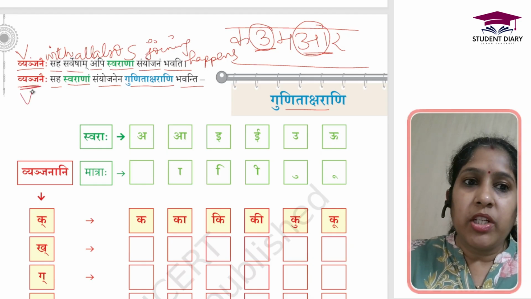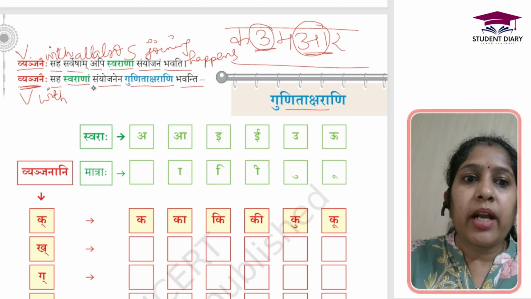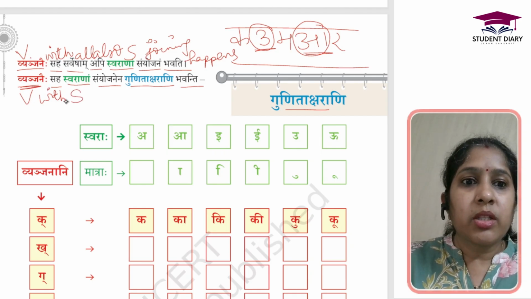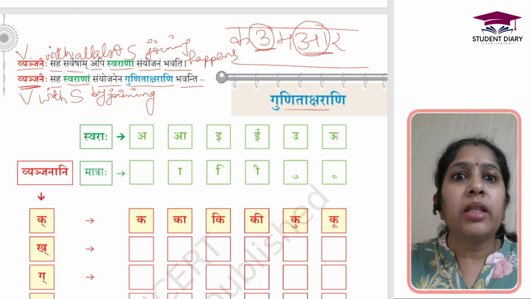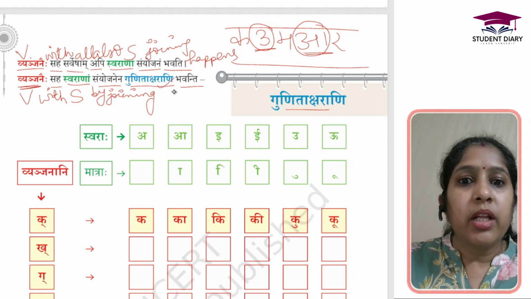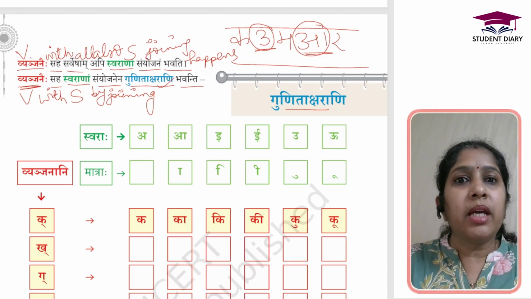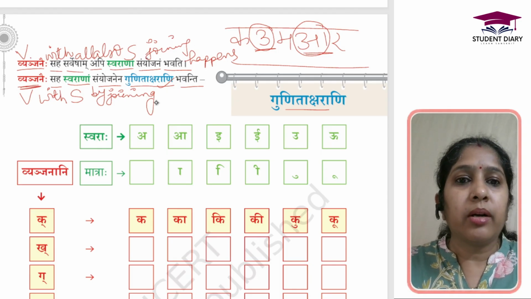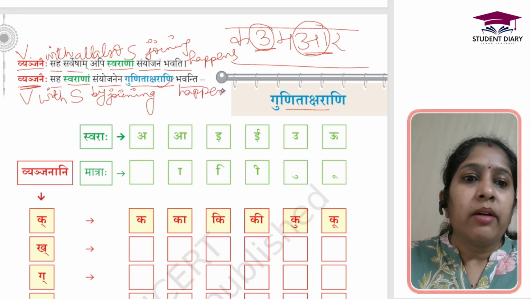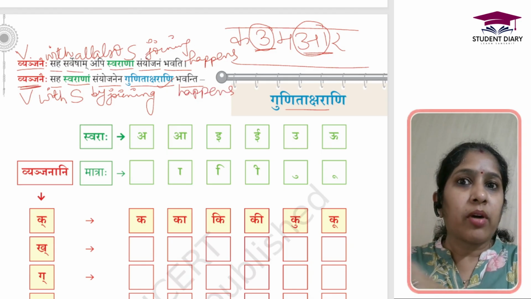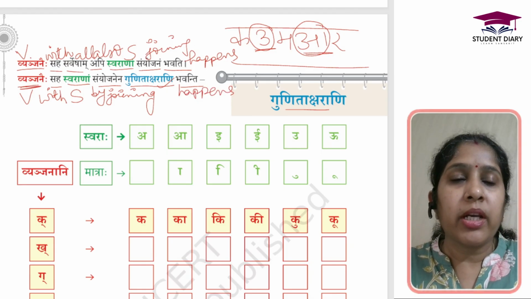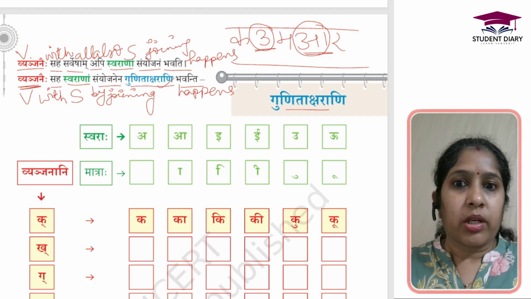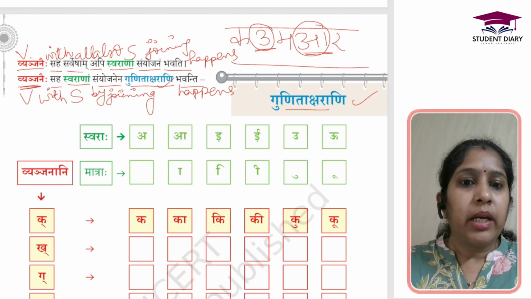So vyanjanai saha swaranam sanyojanen gunitaksharaani bhavanti. Vyanjanai means the vyanjans, saha means with, and swaranam means the swar. Sanyojanen means by joining. So by joining the swar with the vyanjan, gunitakshara. Gunitakshara is the letter after putting the matra, after adding the swar to it. Bhavanti means happen. So when you join the matra, the swar with the vyanjan, and you get the letter after joining the matra, that is called gunitakshara. About them only we are going to read now.